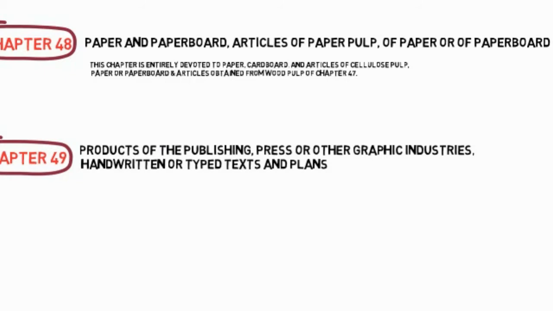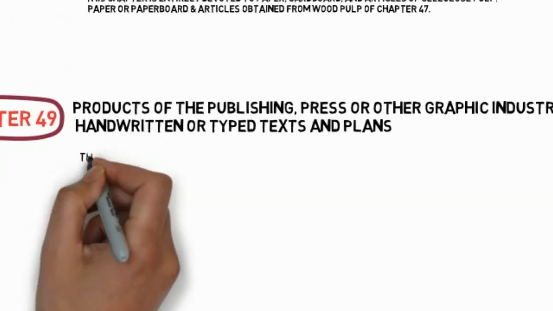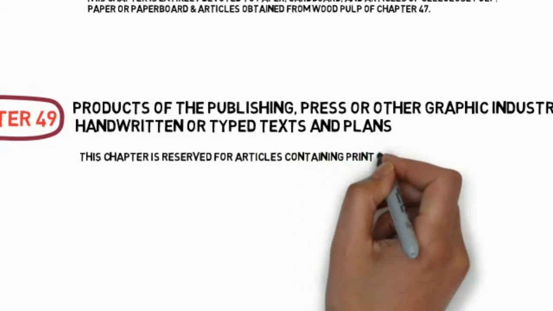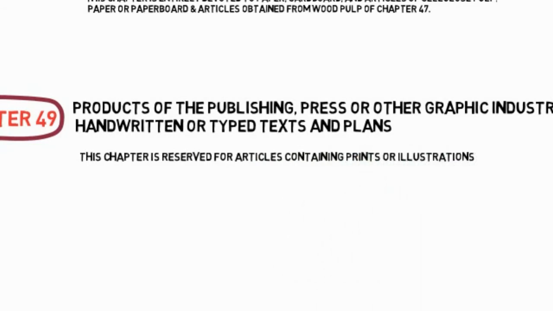Chapter 49: Products of the publishing, press or other graphic industries, handwritten or typed texts and plans. This chapter is reserved for articles containing prints or illustrations, such as products of the publishing, press or other graphic industries, handwritten or typed texts and plans. In addition to books, newspapers, brochures, advertising materials, engravings, this chapter includes other articles, commonly also on paper, such as decals, postcards, greeting cards, calendars, postage stamps.